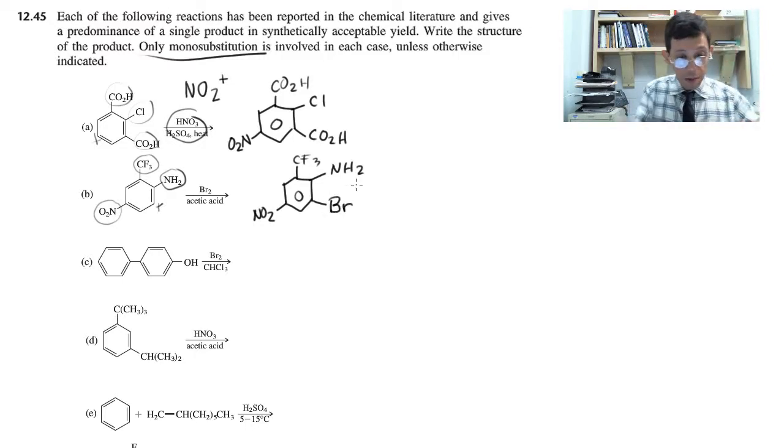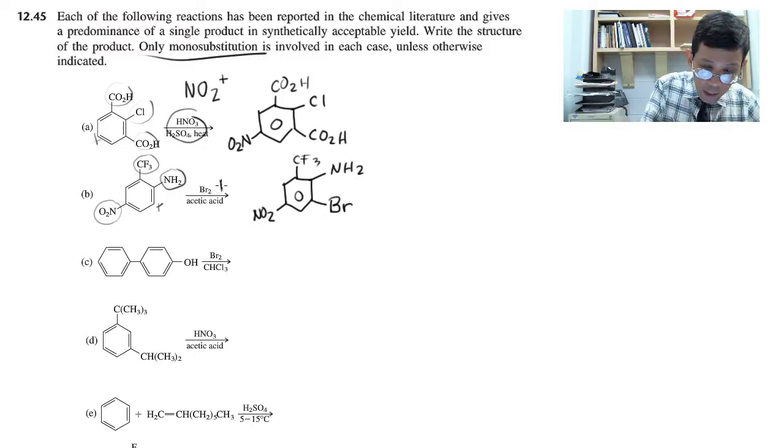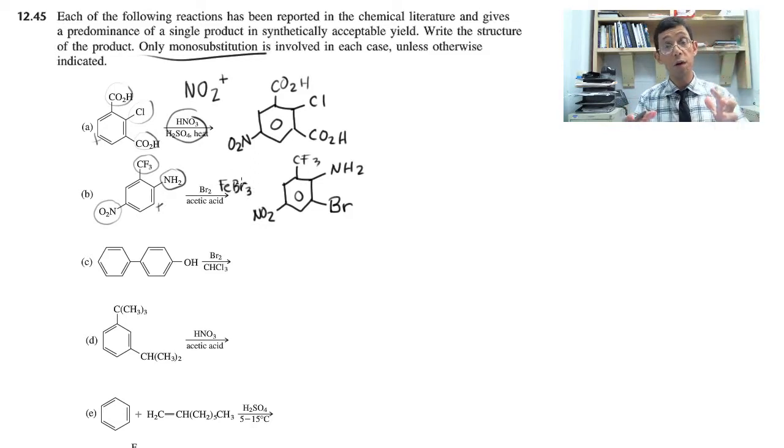Okay, what are we missing there? We are missing a Lewis acid, FeBr3. But apparently, the reaction works without a Lewis acid. Normally, if you do an EAS bromination, electrophilic aromatic substitution, which is a bromination, you use FeBr3.